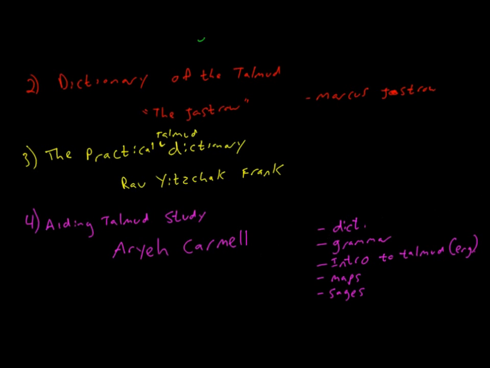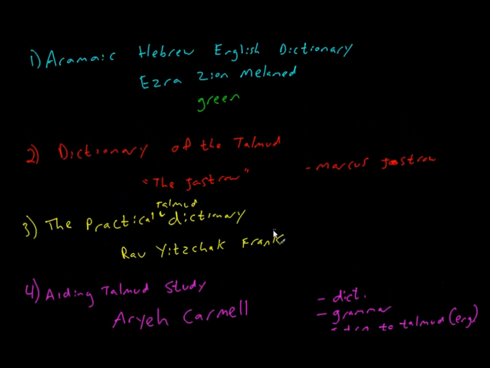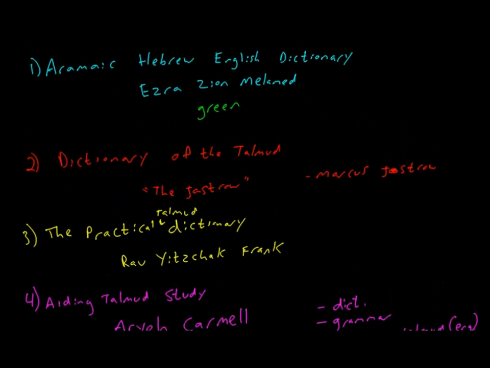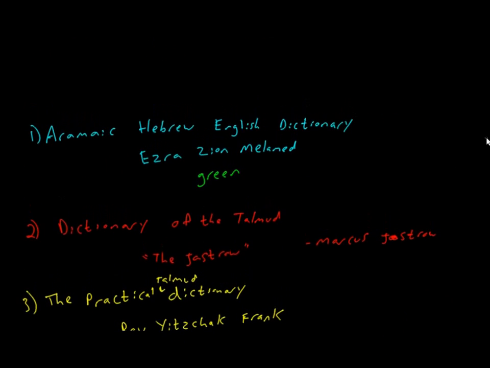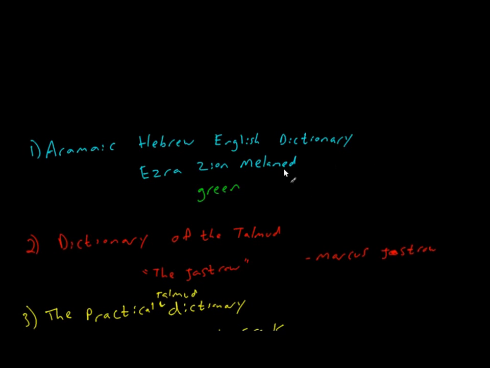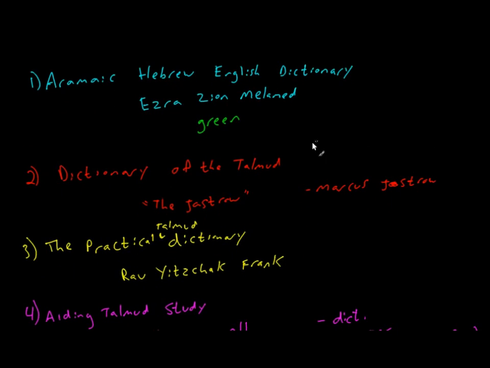We have Aiding Talmud Study by Aryeh Carmell. We have the Practical Talmud Dictionary by Yitzchak Frank, which has amazing concentration in key words and really, really good definitions. We have the Jastrow, which has everything or close enough to it. And then we have the Aramaic Hebrew English Dictionary that's the green one, and that one has quite a lot of words, and it gives it to you in the form printed exactly in the Gemara. So it's easier sometimes to look up things if you're having trouble breaking down a word structure, and also comes with nice things in the back. So these are the four big ones.